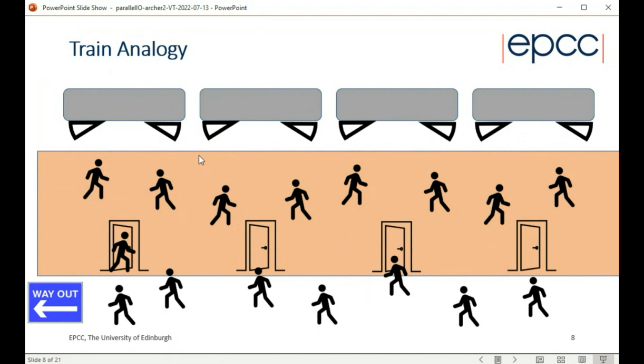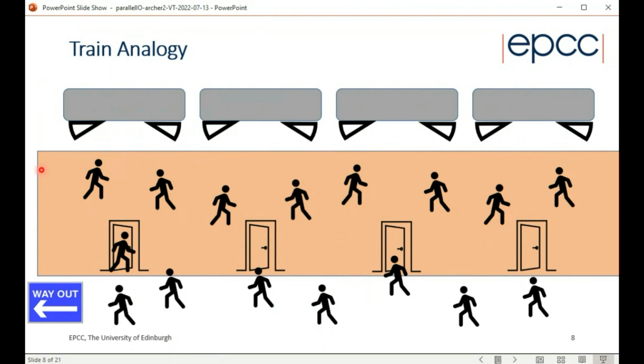So these are the ARCHER2 nodes, of which there are about 6,000. The reason I have multiple doors here is you can imagine an ARCHER2 node has 128 processors on it. You could imagine you could have 128 processes writing from each node. Okay, so that's a decision. Do we open one door in each carriage or more than one door? Do we have multiple processes writing per node, or do we have just the one process writing per node?